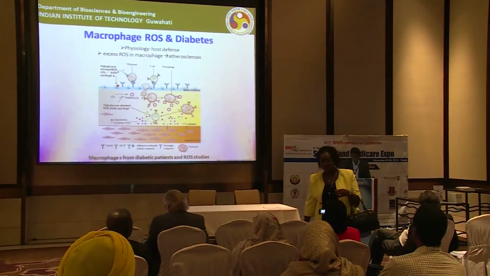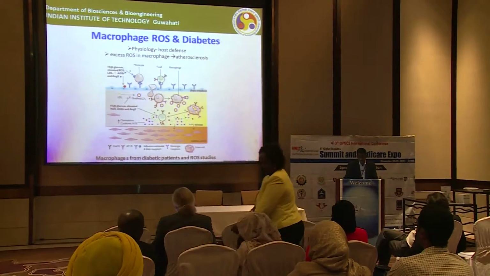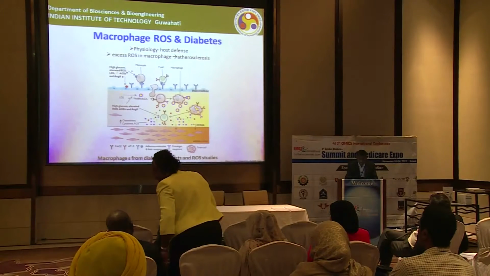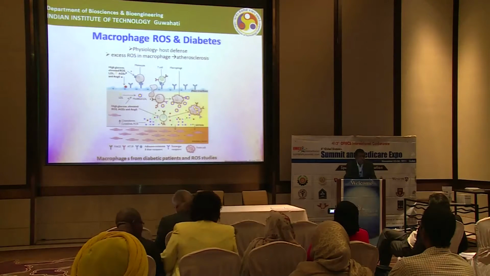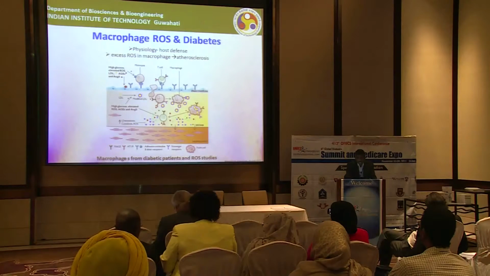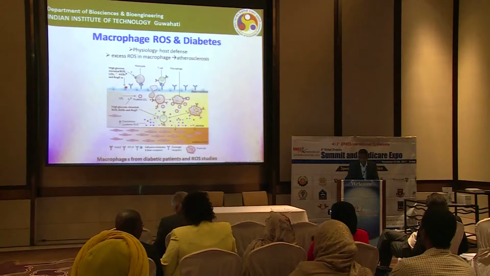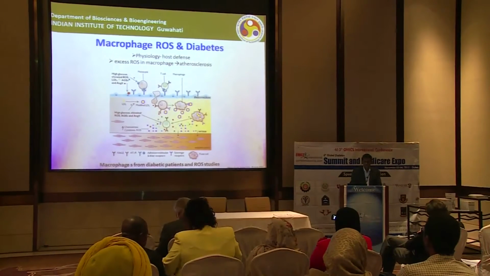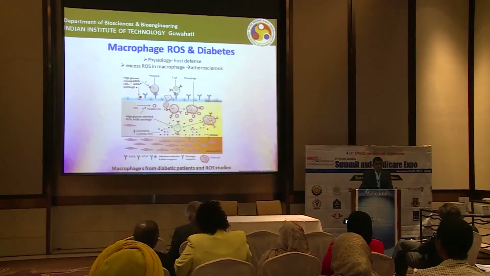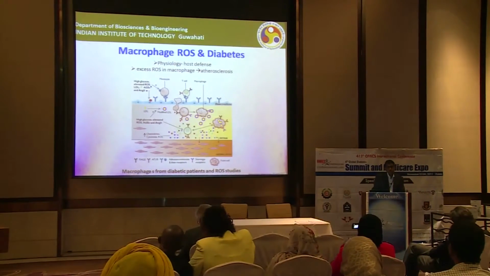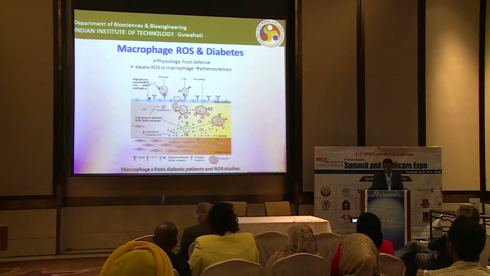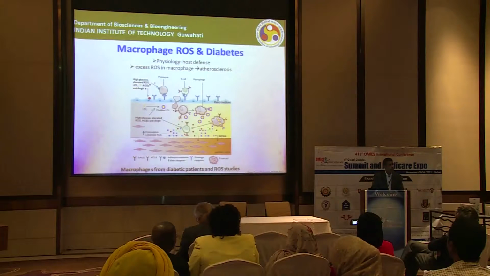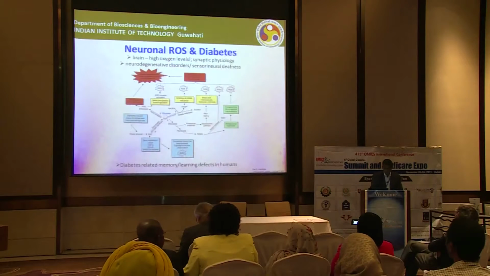The second aspect is diabetes-induced ROS production in macrophages. Normally, as I told, macrophages produce loads of ROS to take care of external attacks, like immune function and host defense, but excessive ROS in macrophages can be an important contributing factor for production of foam cells in atherosclerosis, especially in diabetes. So we are looking at the mechanisms behind ROS production in atherosclerotic foam cells as well.